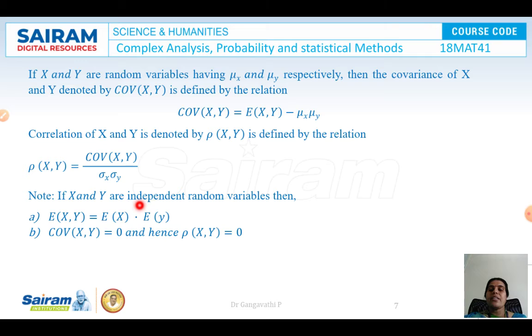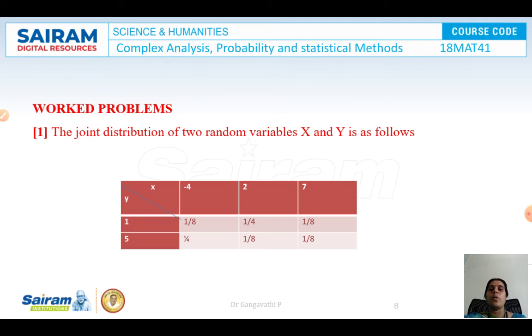Noting that, there is one point that you have to remember. If x and y are independent random variables, then E of xy can be written as E of x into E of y, that is, expectation of x into expectation of y. And if the covariance of xy happens to be 0, then obviously the correlation also becomes 0, that is, rho of x comma y will be equal to 0. So based on these definitions and the basics which we have learnt, let us see a few examples for better understanding.